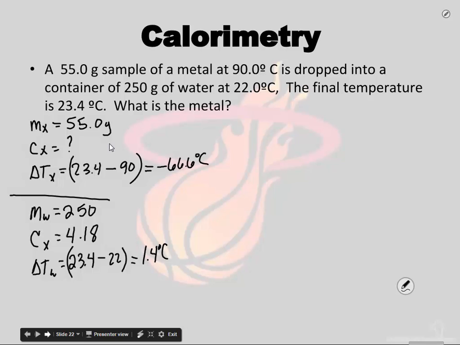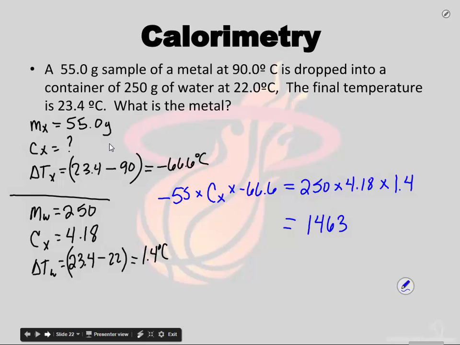So now I'm going to plug those numbers into my equation, my calorimetry equation. So negative mass of my metal, 55, times Cx, I don't know, times by my temperature change, negative 66.6, and that equals the mass of my water, 250, times its specific heat, 4.18, times the temperature change of 1.4. So I'm going to simplify. I'm going to get one number here on my left side. So I'm going to take 250 times 4.18 times 1.4. I get 1,463.